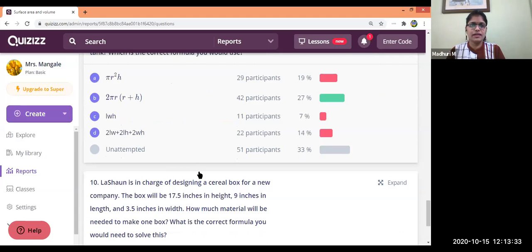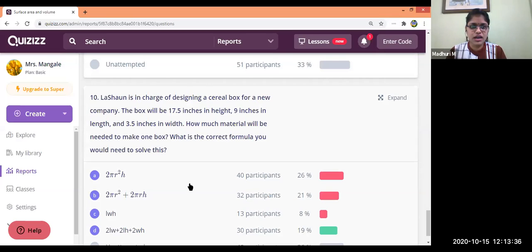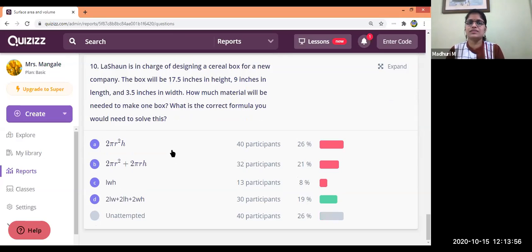And the last question over here was, again, the shape is not mentioned, but it says it's a box. And the dimensions include height, length, and width. So that had to be a cuboid, right? And the question was how much material will be needed to make one box. So material needed will be the total surface area of a cuboid. And what is the total surface area of a cuboid? That option is D, that is twice of (LB plus BH plus HL), right students? So that was a quick review of the quiz, right?